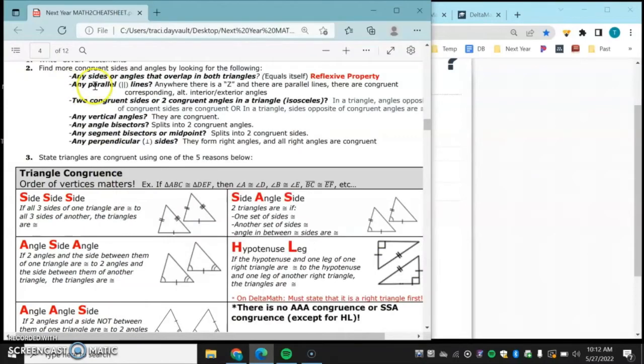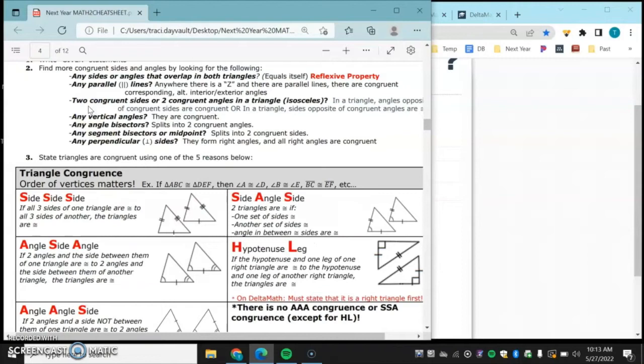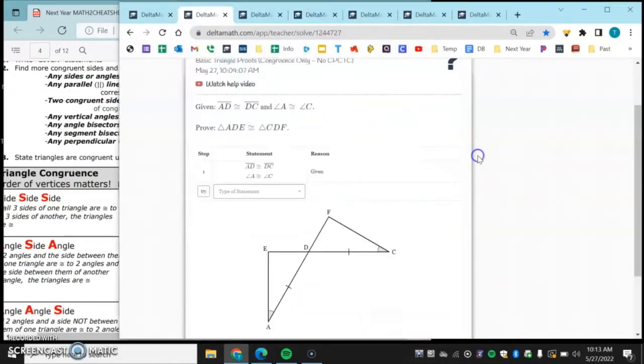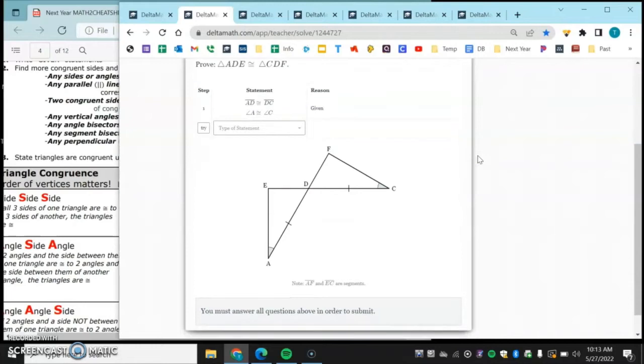No, they're not. Any parallel lines? No, parallel lines would have arrow marks. Are there two congruent sides or two congruent angles? We don't have anything isosceles. Are there any vertical angles? Aha! There are vertical angles in this diagram.